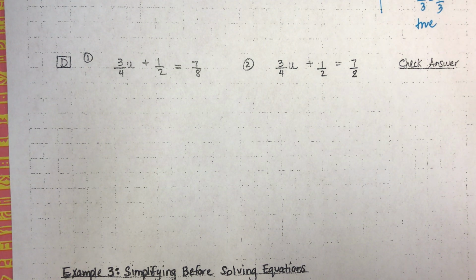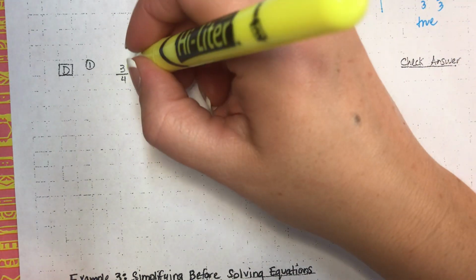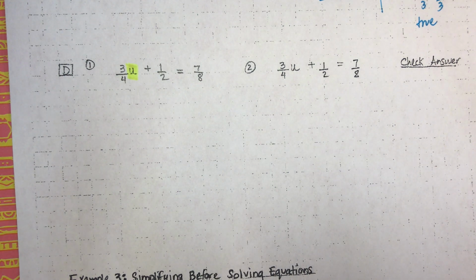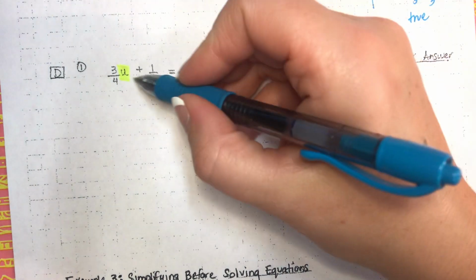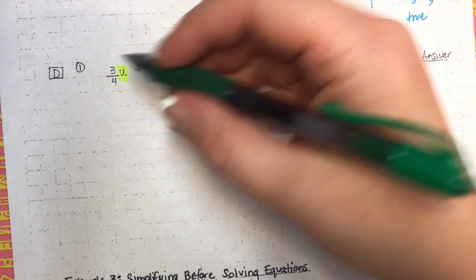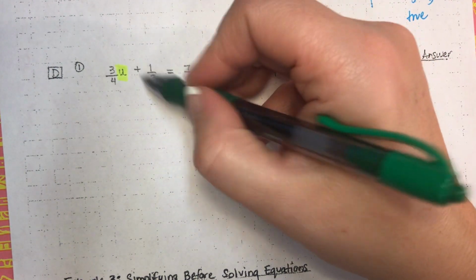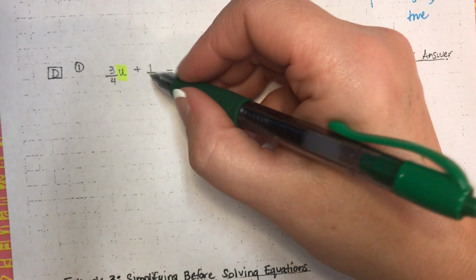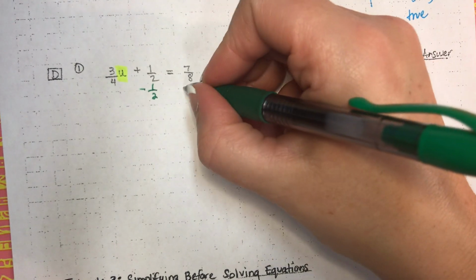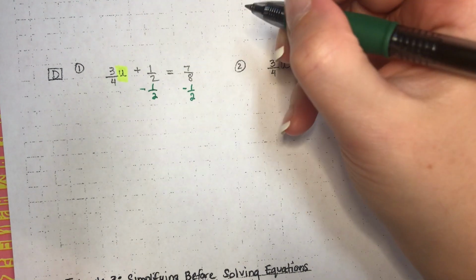All right, we are back. Let's go ahead and do problem D. So we are trying to figure out what U is. In this first way, remember, we're going to keep the fractions. So we have 3/4 times U plus 1/2 equals 7/8. So we're going to keep this, and we're going to get rid of this positive 1/2. Use the inverse operation, which would be subtracting 1/2 from both sides.